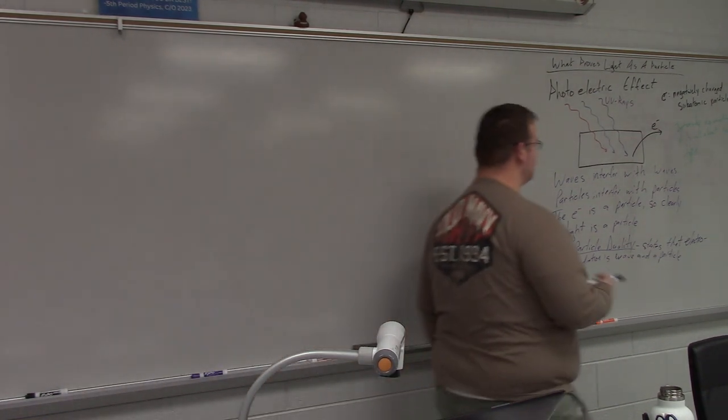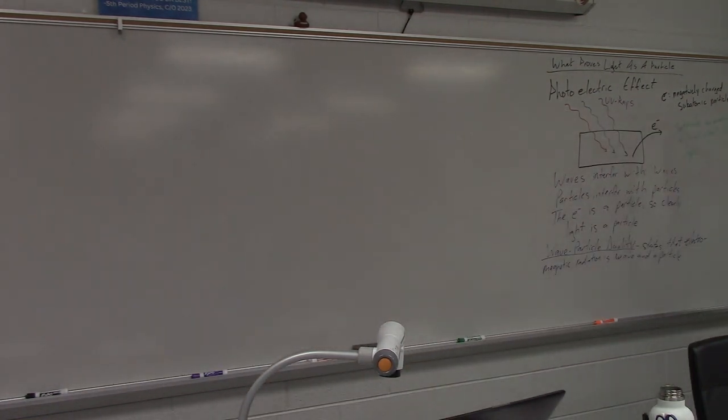Hitting up what we said, you guys are spot on. So waves interfere with waves, particles interfere with particles. So in this case, what we had was a piece of metal having electromagnetic radiation sent on it. And then what happens is we see electrons popping off.